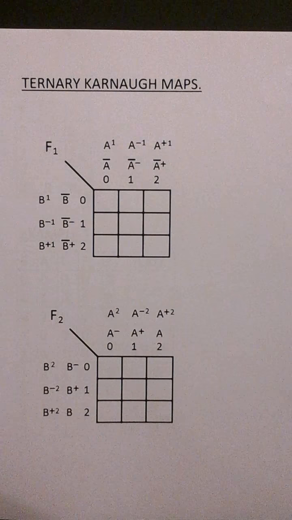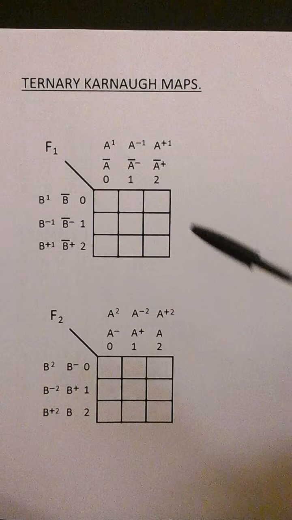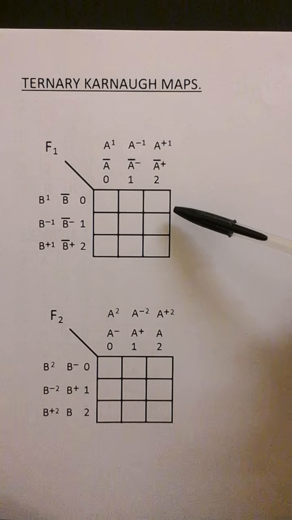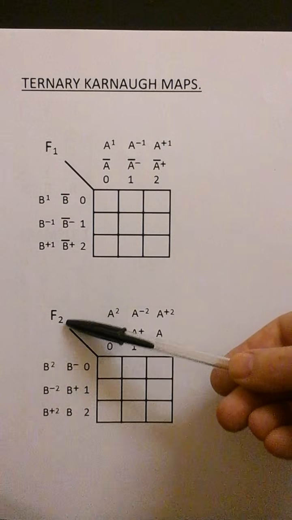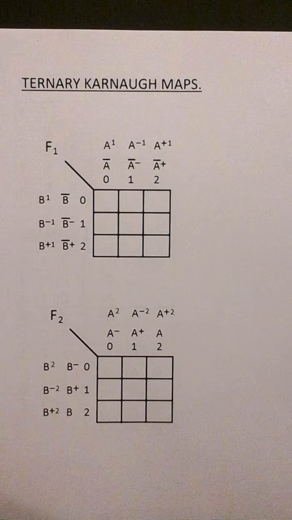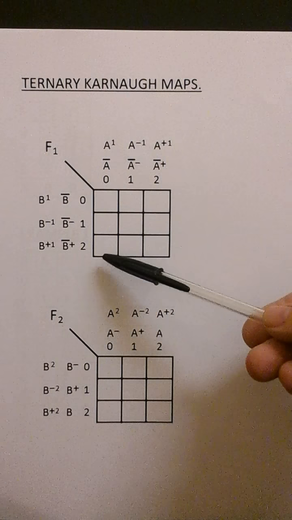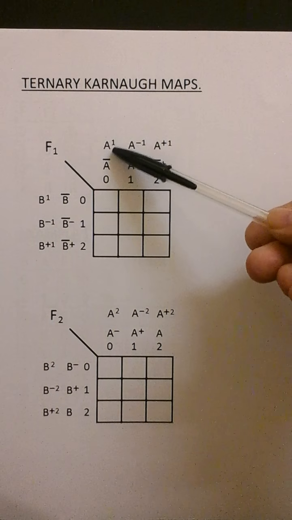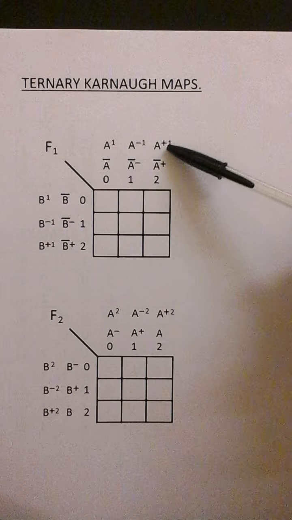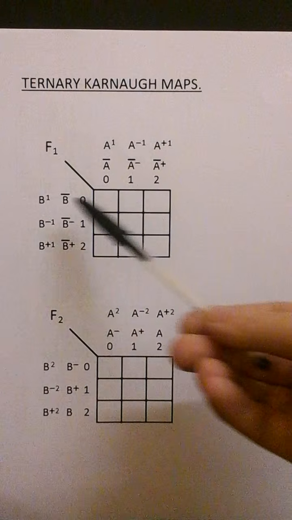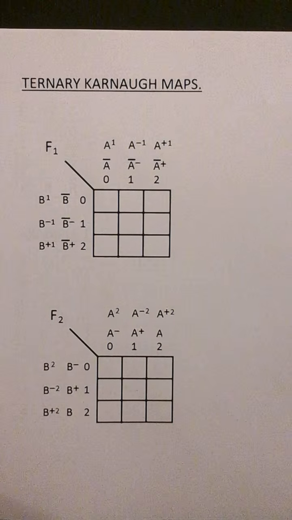Now we're going to have a look at the ternary Karnaugh maps. I have two Karnaugh maps, F1 and F2. F1 deals with the zeros and ones, and F2 deals with zeros and twos. Now we can see here that this column is denoted by A1. This column is A minus 1, and this column is A plus 1. This row is B1, this row is B minus 1, this row is B plus 1.